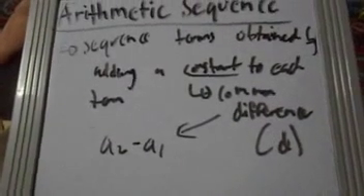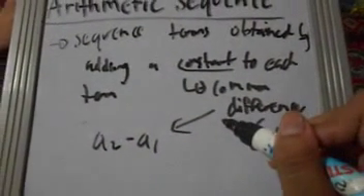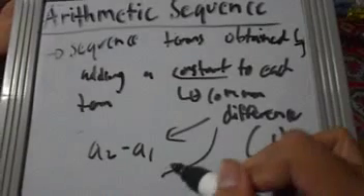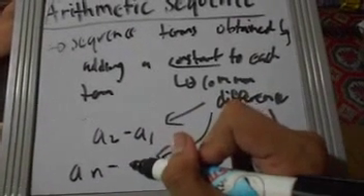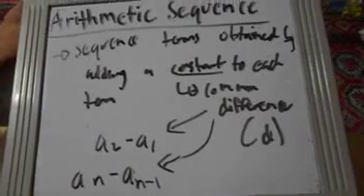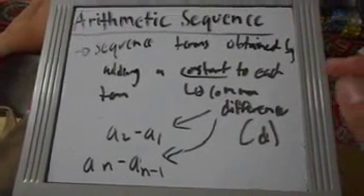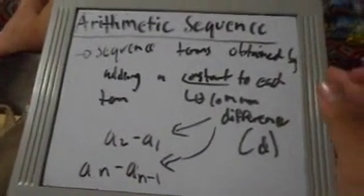This common difference, how would you get it? Common difference is obtained by subtracting the first term from the second term, or maybe if you don't have the first and second terms, you can just simply obtain it by subtracting a term of the sequence from the term after it. Other examples are a sub 5 minus a sub 4, a sub 4 minus a sub 3, a sub 3 minus a sub 2, and many others.